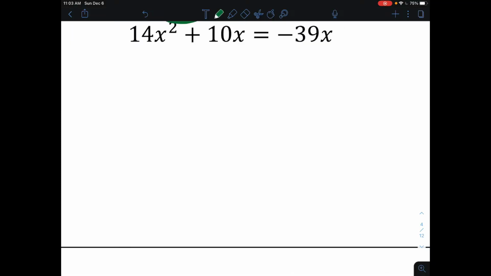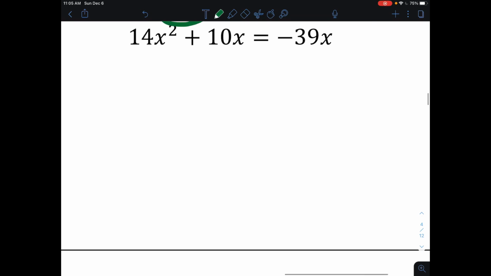All right, next problem, we got 14x squared plus 10x is equal to negative 39x. And so we want to solve this problem here. Now notice here, again, how I have x being squared and I have an x to the 1 power. So as soon as I see that, I got to get everything on the same side. So let's take this negative 39x and let's add it over here to the other side to be with the rest. So I add 39x.